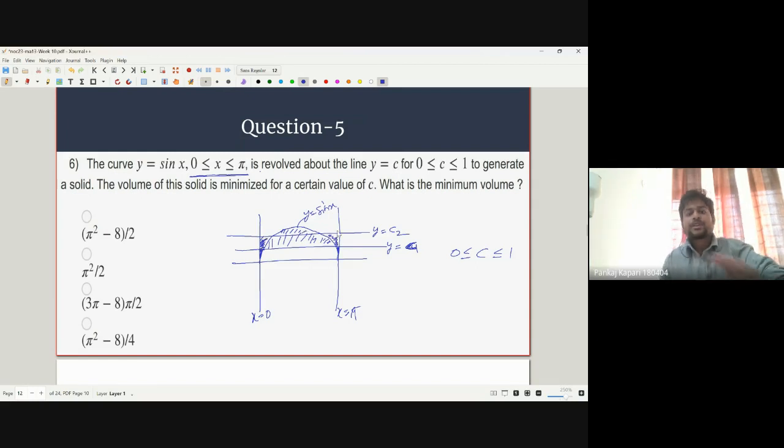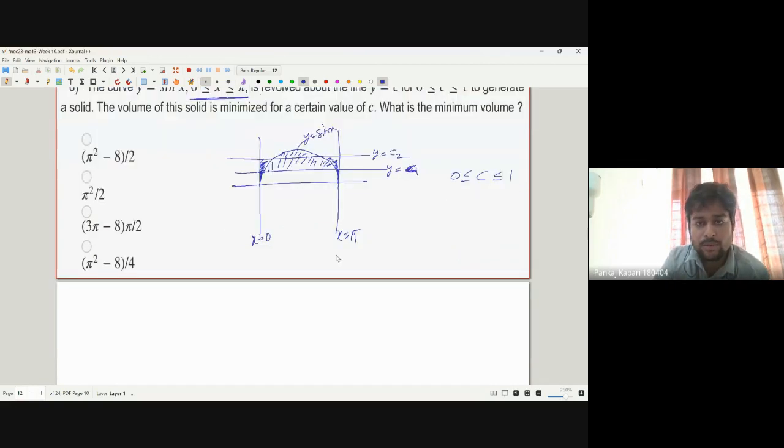Like this. And now you have to rotate it about the line y equal to c, and then you will get some volume. You get some solid and you have to find its volume, and you have to find the value of c at which the volume is minimized, and what will be the minimum volume. So it's an optimization kind of problem.